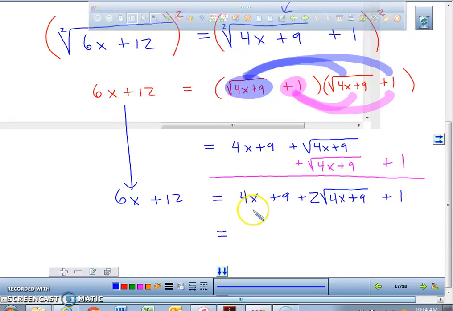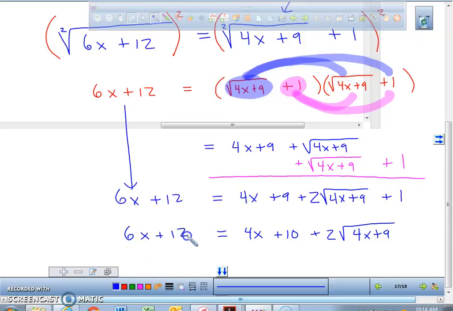All right. We're going to scan the right-hand side of this equation and see if there's anything we can combine. I see a 4x, I see a 9, and I see a 1. Automatically, I can see that the 9 and the 1 can be combined. So I'm going to put 4x plus 10 plus 2 times radical 4x plus 9.